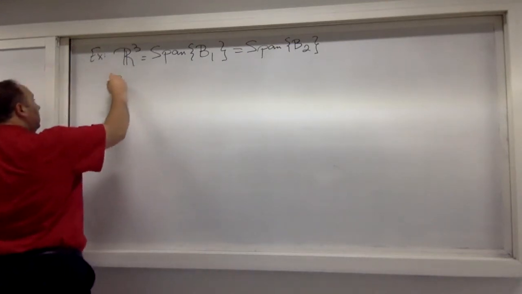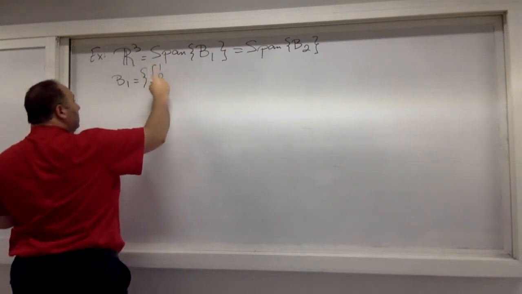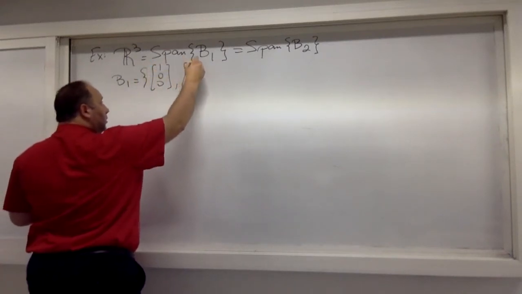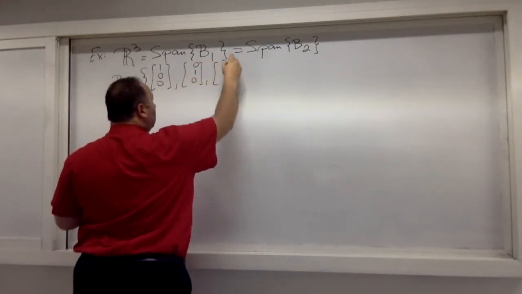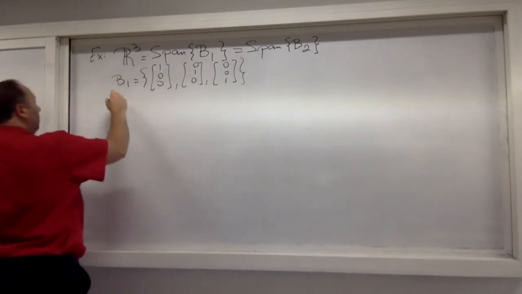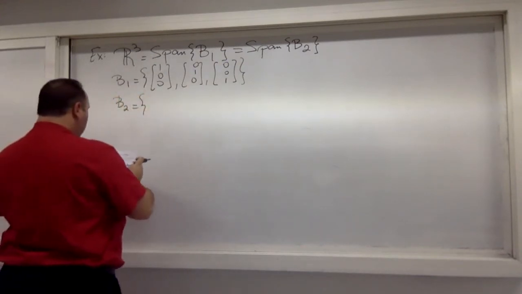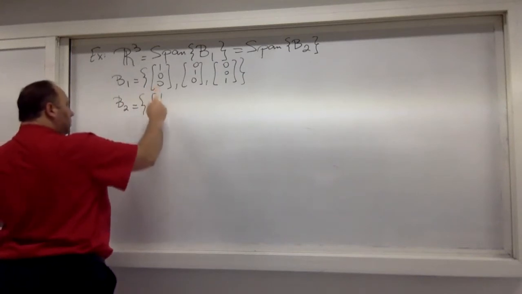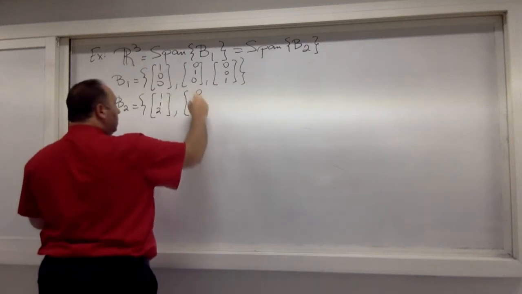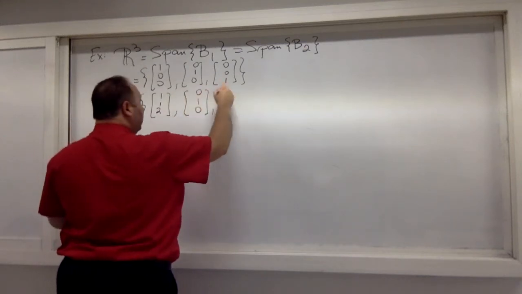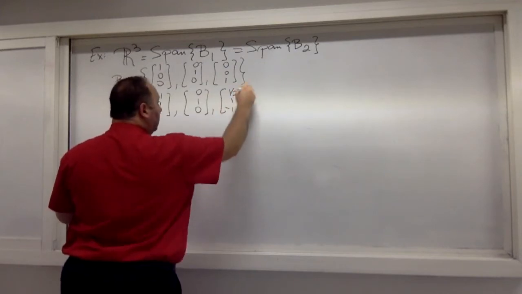So B1 will be a canonical basis. That's cute. And B2 will be some a little bit more elaborated basis, just to suffer a bit, sweat from time to time. So 1, minus 1.